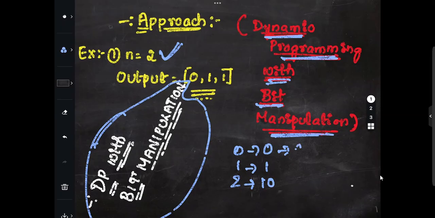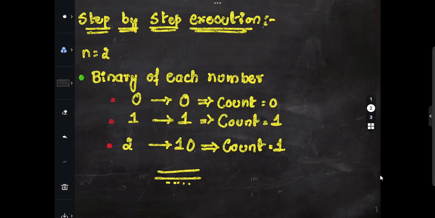So we have 0 ones here, we have 1 one here, so we have 1 one here in this case, right? So we have to go with the output 0 1 1. We have already discussed this one. Let's go with the step-by-step execution.